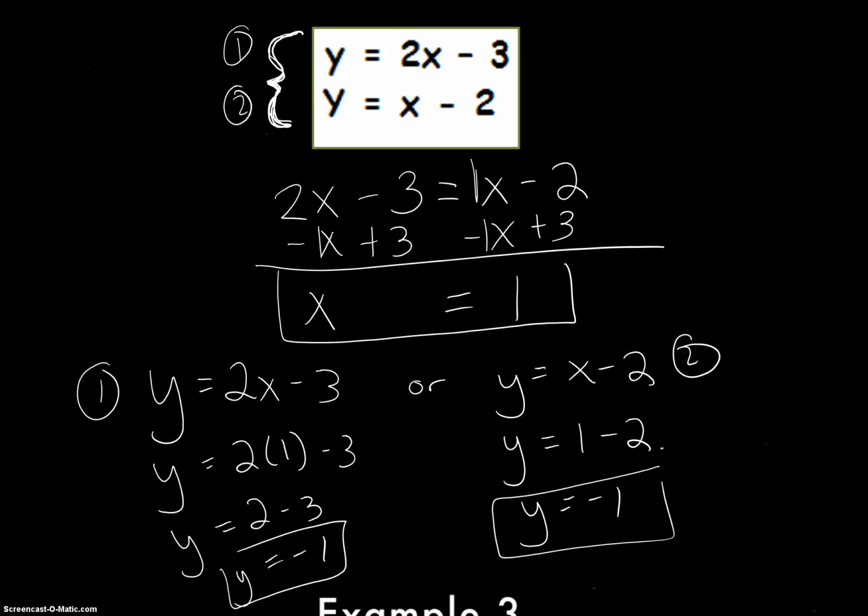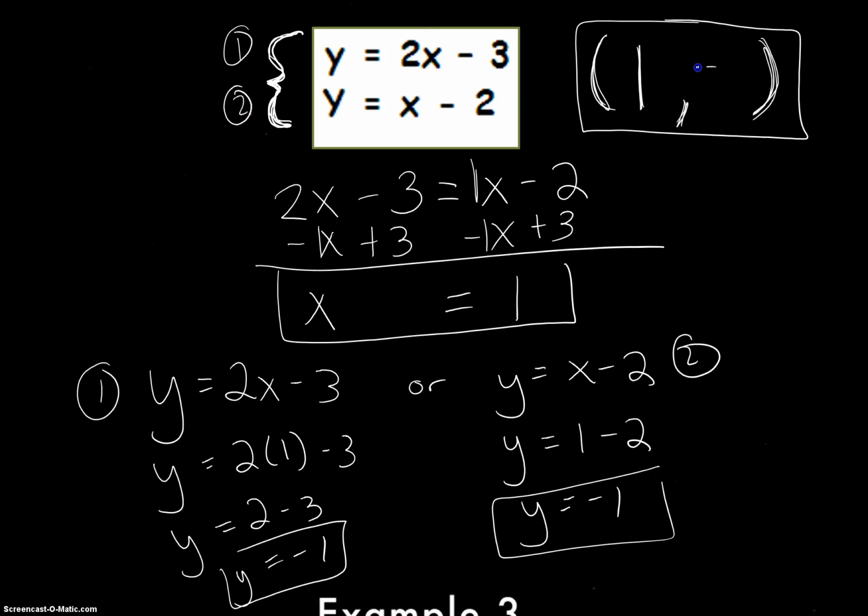Your final answer needs to be written as an ordered pair, and ordered pairs are always the x value first, followed by the y value. They are hugged by parentheses and separated with a comma. So your x value is 1 and your y value is negative 1.